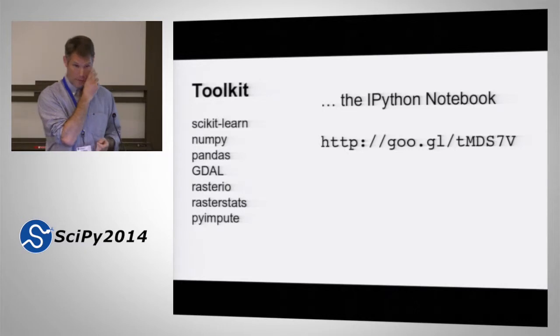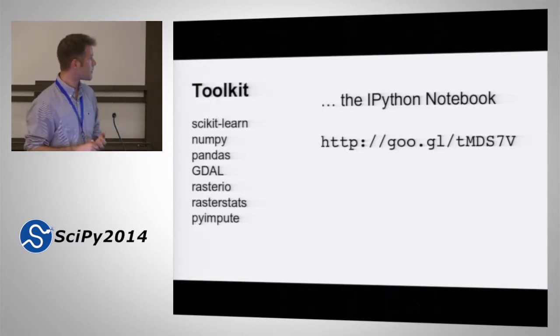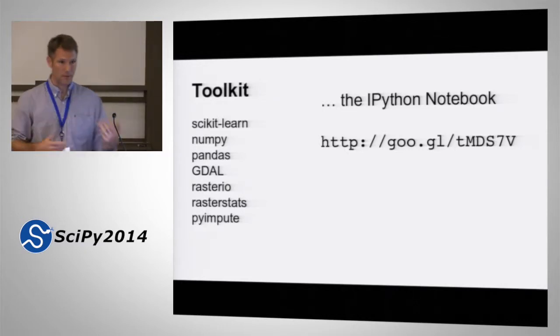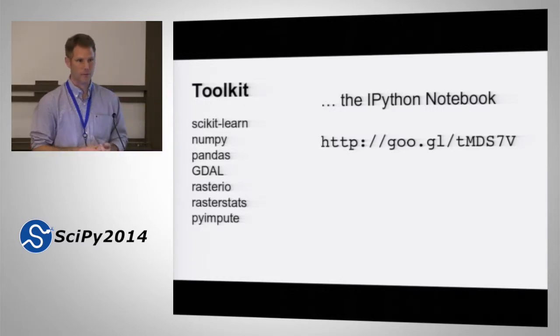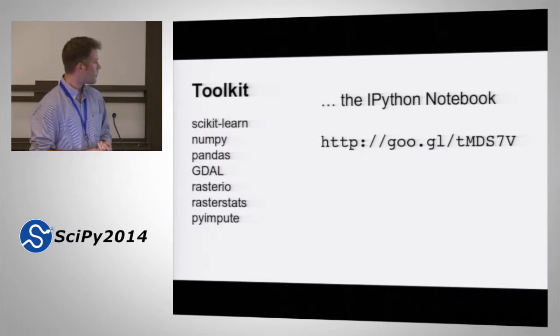So this is the software stack in its entirety that we're using. Scikit-learn is probably the most important one. That is how we construct our black box. NumPy and Pandas we use for data structures.